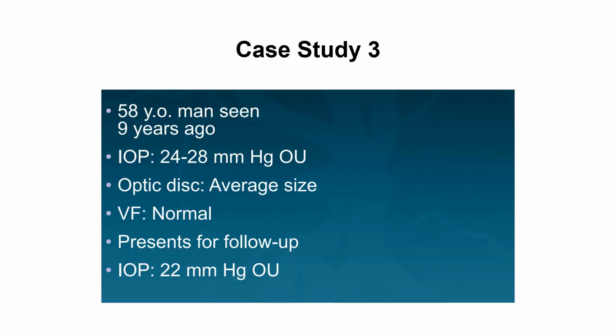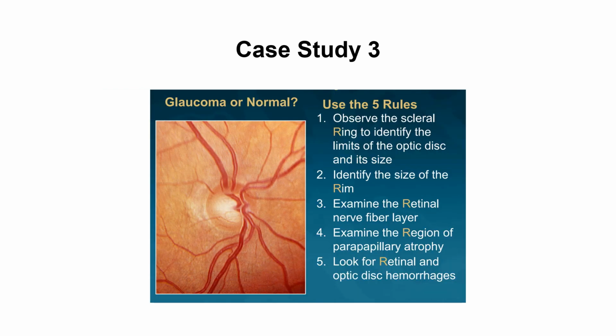Case 3: this is a 58-year-old man, seen 9 years ago with IOP between 24 and 28, average disc, visual field normal, and present for follow-up with IOP 22 mm mercury in both eyes. Now we'll combine the two lectures I presented: the 5 rules for assessment of the optic disc in glaucoma and the 5 rules of interpretation of the visual field printout.